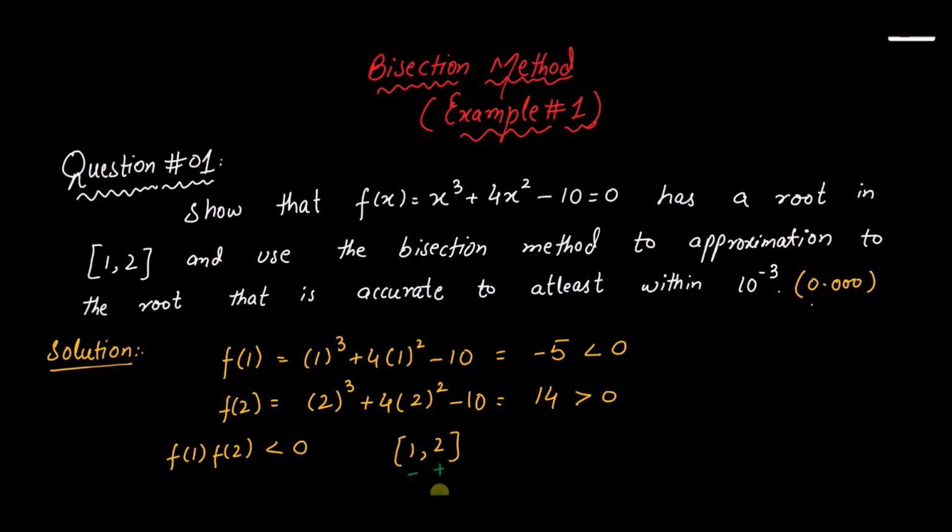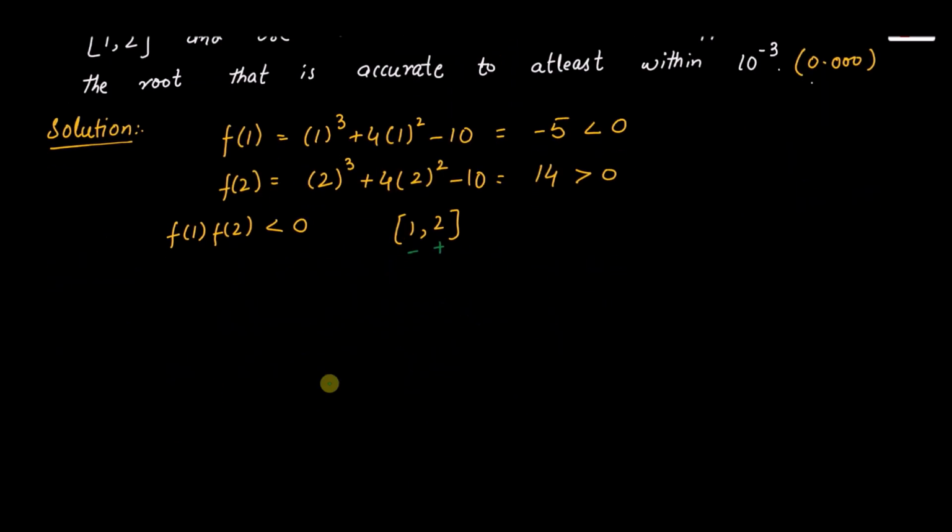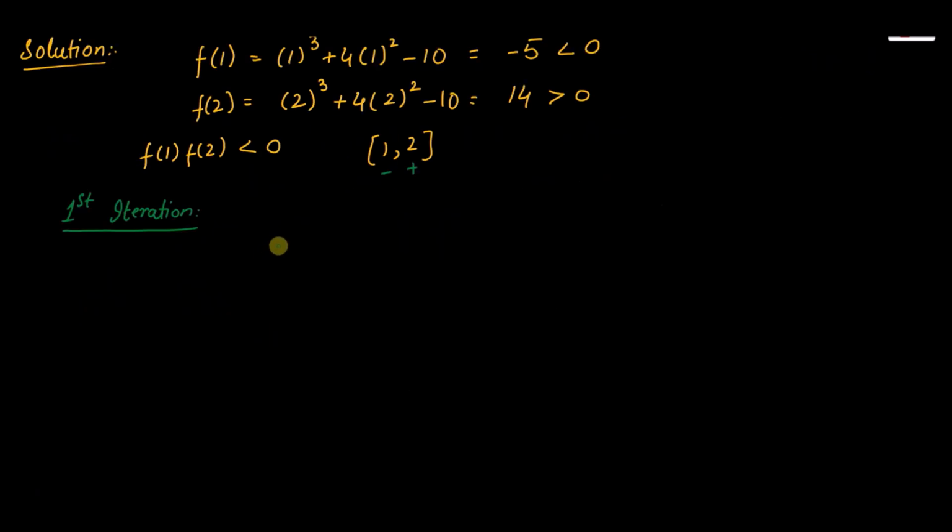Now we start applying the bisection method and perform the iterations. First iteration: x1 is equal to (1 plus 2) divided by 2, so the answer is 1.5. Now we substitute 1.5 back into the function in order to evaluate the sign. 1.5 cubed plus 4 times 1.5 squared minus 10 gives 2.375, which is greater than 0.